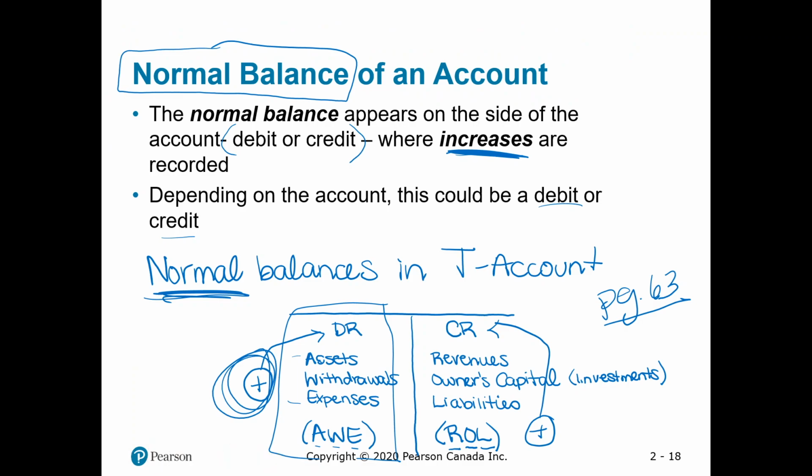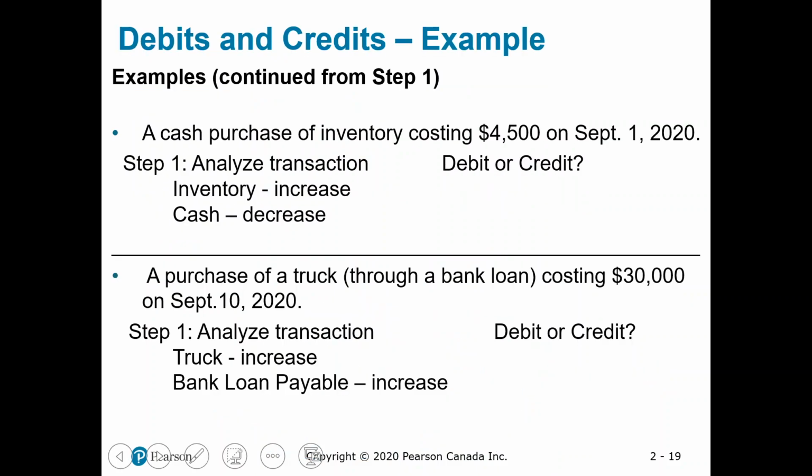Okay, so next we're going to continue with our example that we started in step 1. We already went through and analyzed these two transactions. We decided inventory was increasing and cash decreasing in the first one, and the truck increased and the bank loan payable increased in the second one. There's a little bit more information that we'll use in step 2, but for now, let's just figure out, because of these, are they going to be debited or credited?